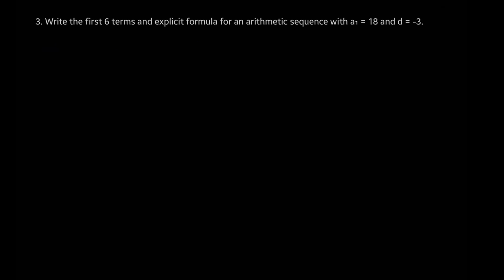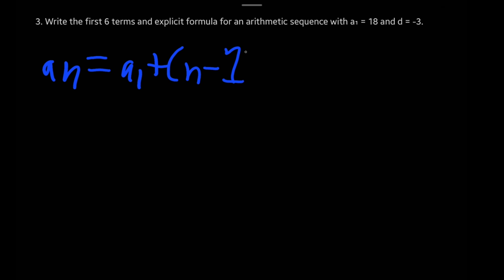So let's write the formula first. A sub n equals a sub 1 plus n minus 1 d. This is our explicit formula. So we just basically plug in the values.